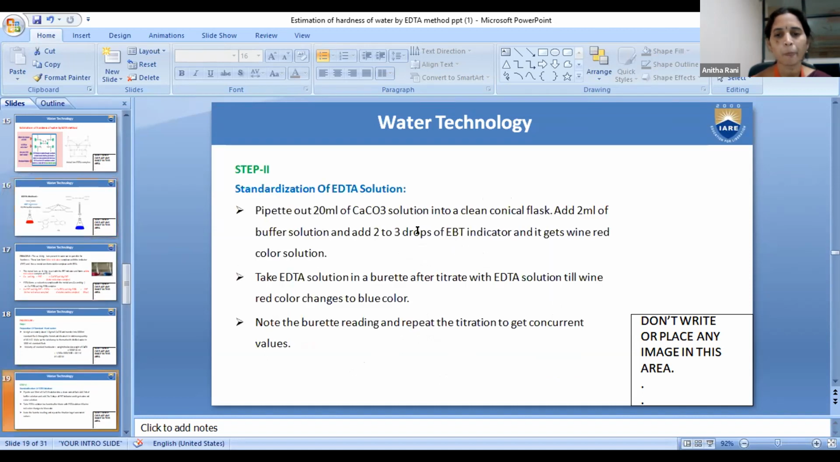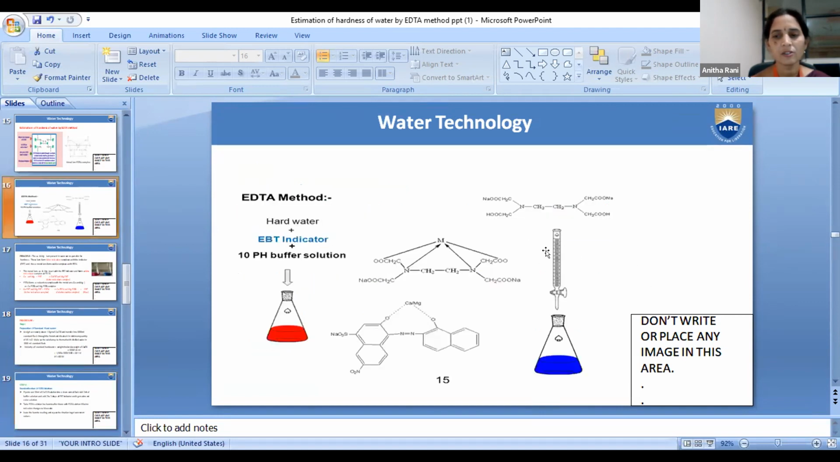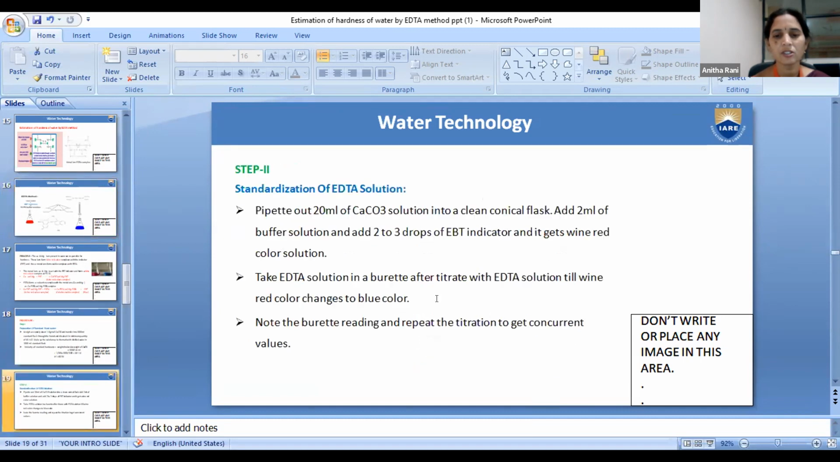Second step. Add 2 ml of buffer. Add 2 to 3 drops of EBT indicator. It gets wine red color solution. Now take EDTA solution in the burette.